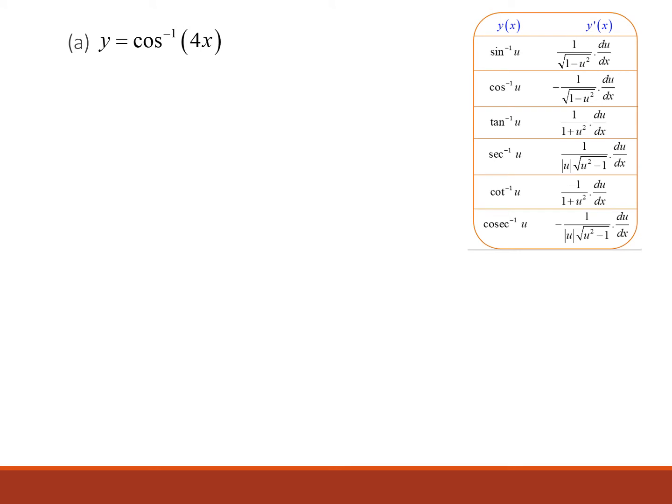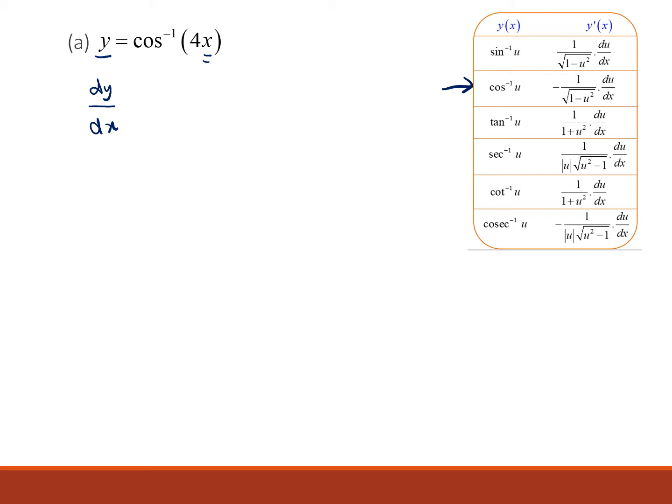Now let us try to solve the first question. The given question is y equals the arccos of 4x. So we will use this formula in order to solve this derivative. What we need to find is the derivative of this, so it will be dy over dx. Why do we use dy over dx? Because our y is in terms of x. So that's why it will be dy over dx.